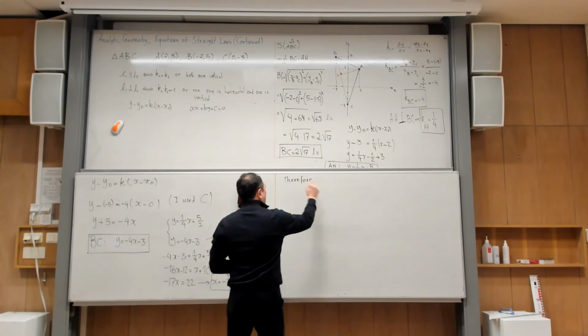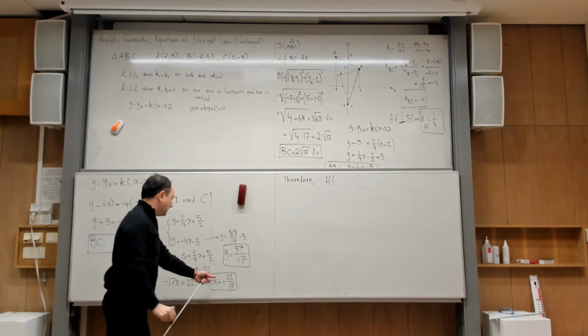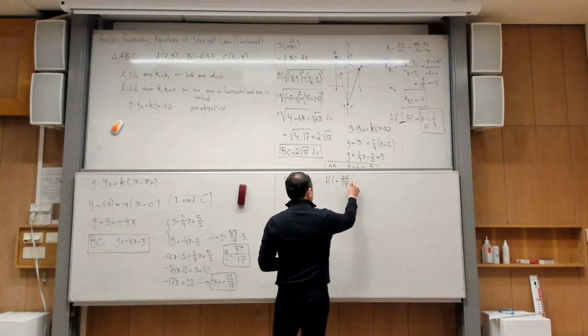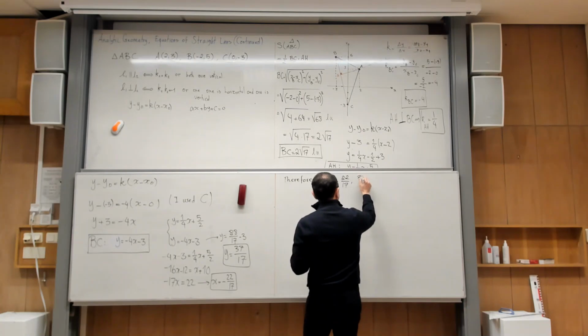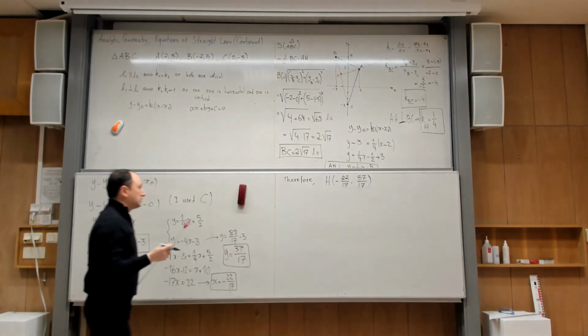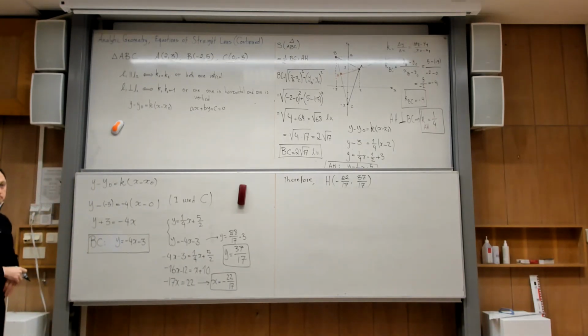So therefore, the point that I was looking for is H, with the coordinates minus 22 over 17, and then 37 over 17. Yeah, a strange number, but anyway, that's H. Yes? Yes. Now, I hope that you haven't missed the goal.